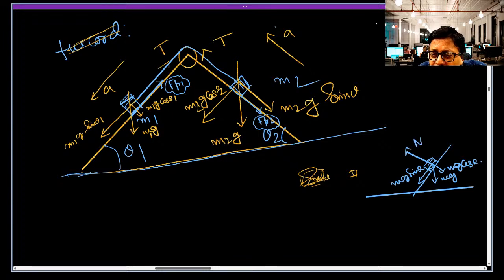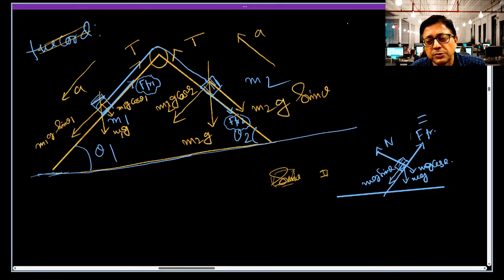Normally the action will act this way, and the force of friction will be opposite, if it has a tendency to go down. And what is the value of frictional force? Same formula here, mu into N. What is mu? Coefficient of friction. N equal to what? Mg cos theta.